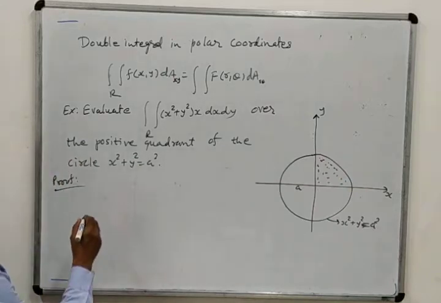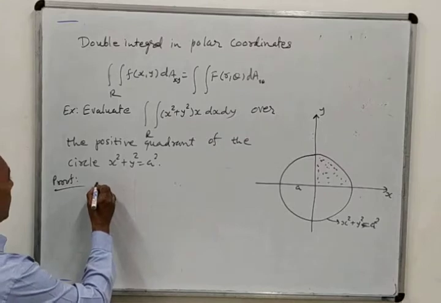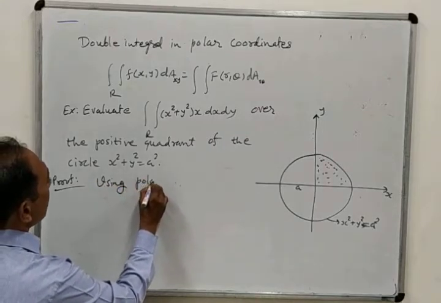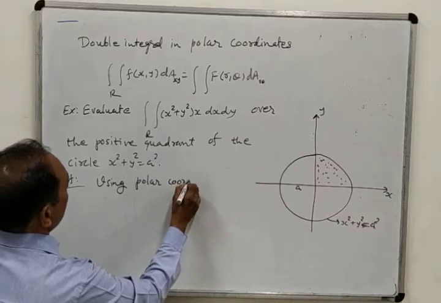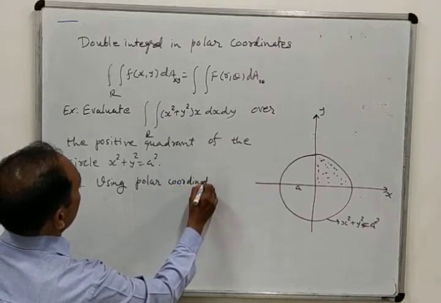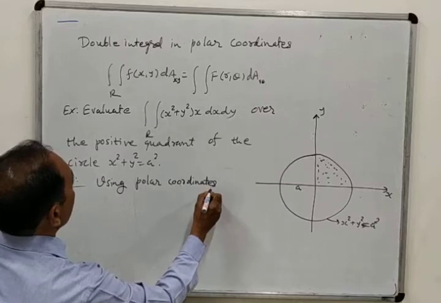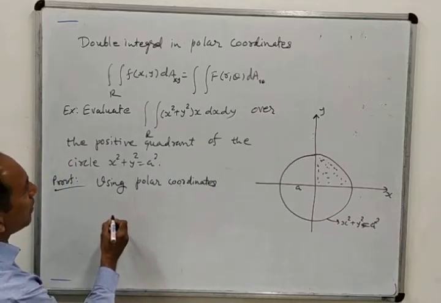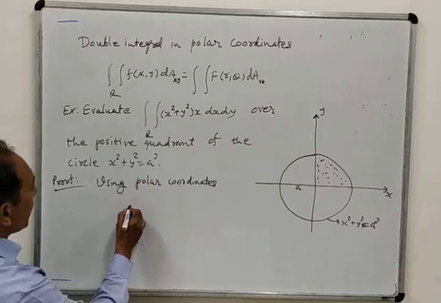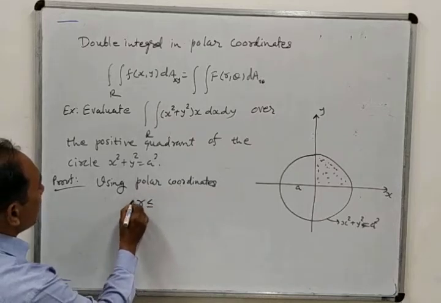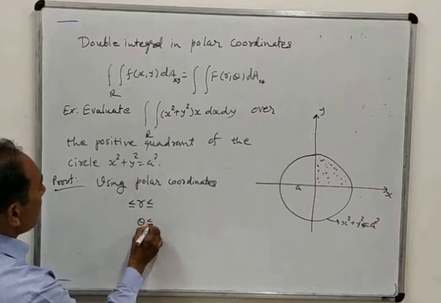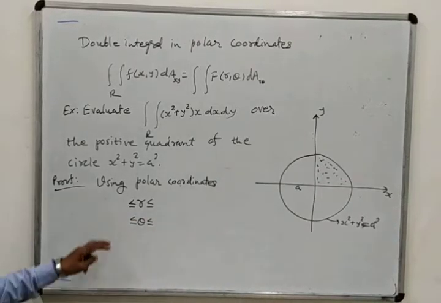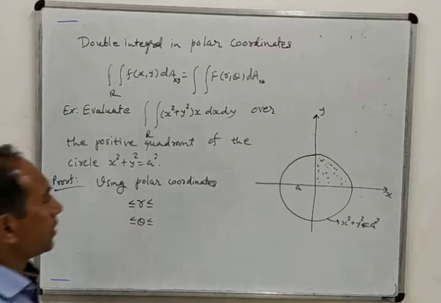Now we want to make use of polar coordinates. So first we will have to write down here, using polar coordinates, what will we get here? We will get the limits. First we will get the limits of r and then the limits of theta. And already in the last lecture we have seen how to determine the limits of r and theta.